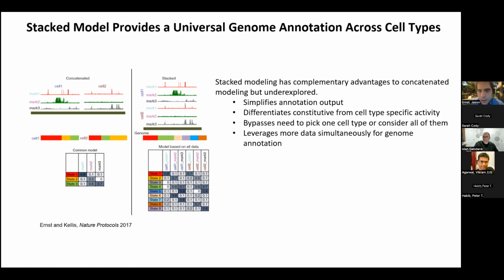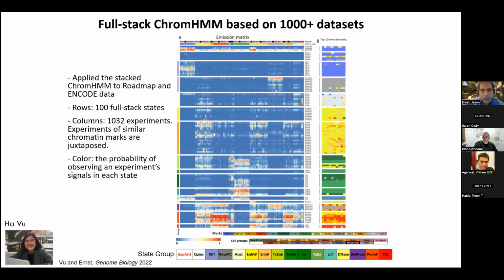For example, if you're studying a sequence variant and you don't know the cell type that's relevant, it's not natural to just pick one cell type and work with it. It also leverages more data simultaneously, which can improve some annotation. This shows the application of this modeling approach to the Roadmap Epigenomics compendium. The rows are states, the columns are different experiments color-coded by the mark and the cellular tissue type group. This work was led by Havu and is published if you want more details.